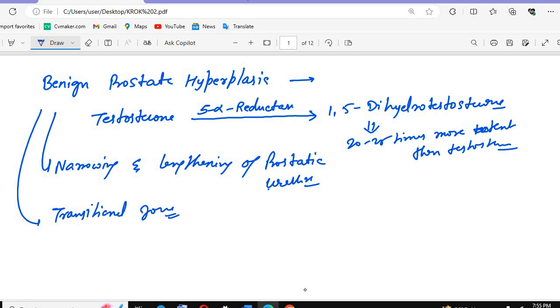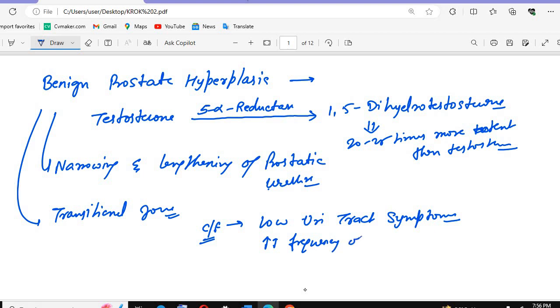The transitional zone will be affected. What are the clinical features we will see in these conditions? These patients will have low urinary tract symptoms. Along with that, we will see an increase in the frequency of urinations. We call this condition more micturitions, and this is the most common thing that we will see in this person.